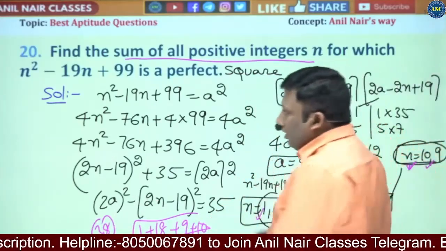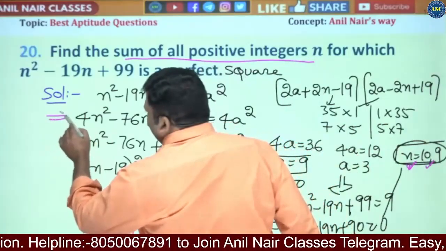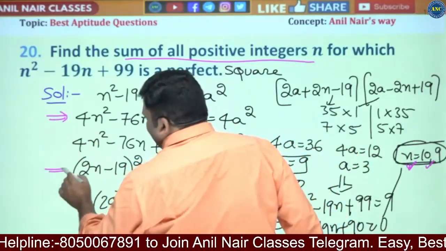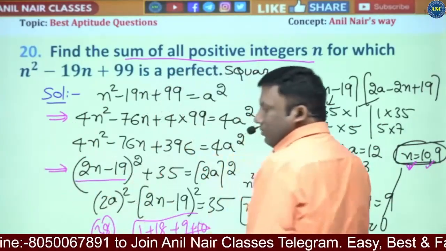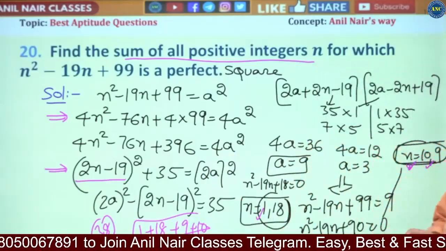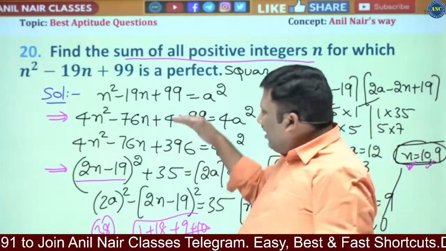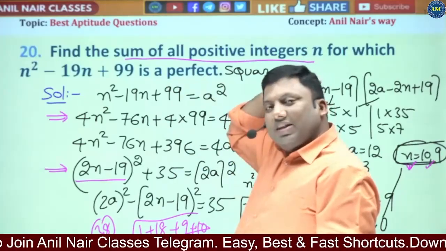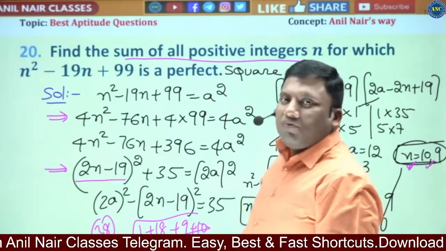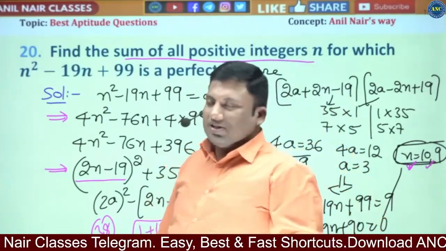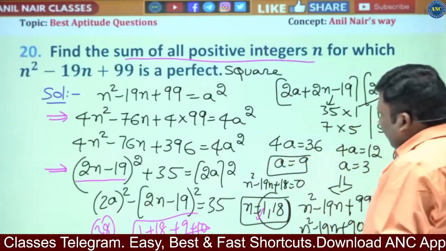Why did I multiply by 4? If I multiply by 4, I am able to generate this (a minus b) whole square, a square minus 2ab plus b square. I hope the idea is clear. If you do like this, you will get this answer. There is a better way where you will get the answer very fast. Let us see that better way.